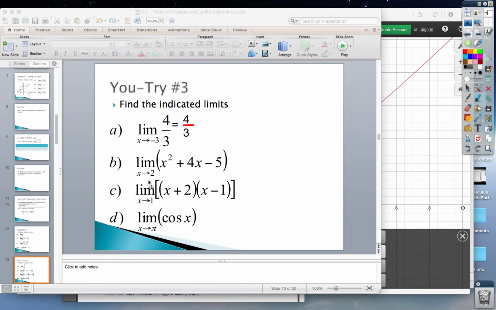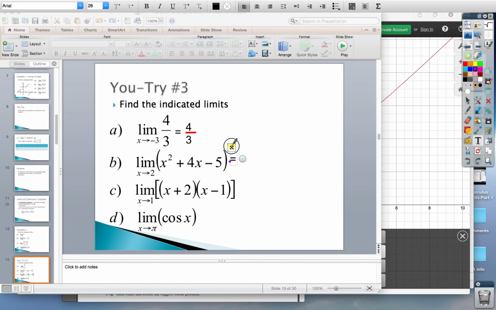For part B, the limit as x approaches 2 of the function. We're again just substituting these values in. So we're going to get 2 squared plus 4 times 2 minus 5. So 2 squared is 4, plus 8 minus 5 is what we're looking at. Your final answer is 7. So the limit as x approaches 2 of the function is equal to 7.